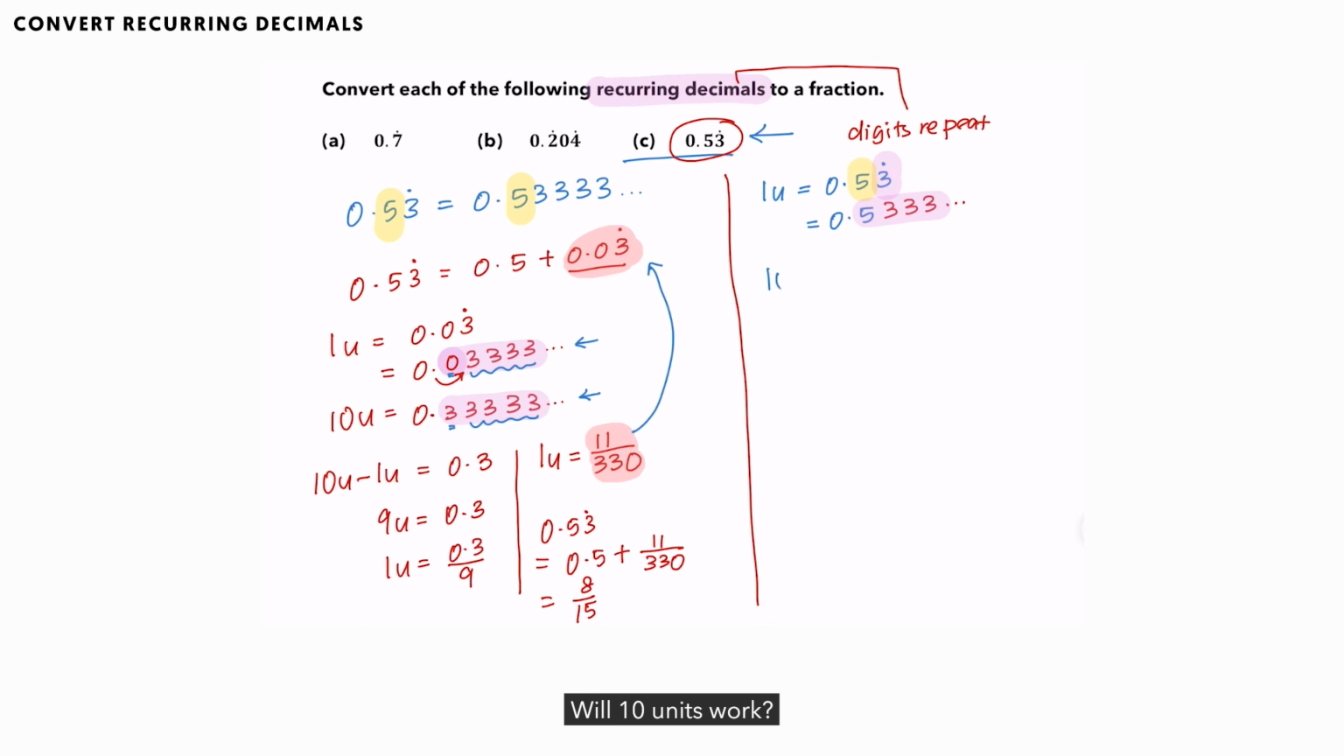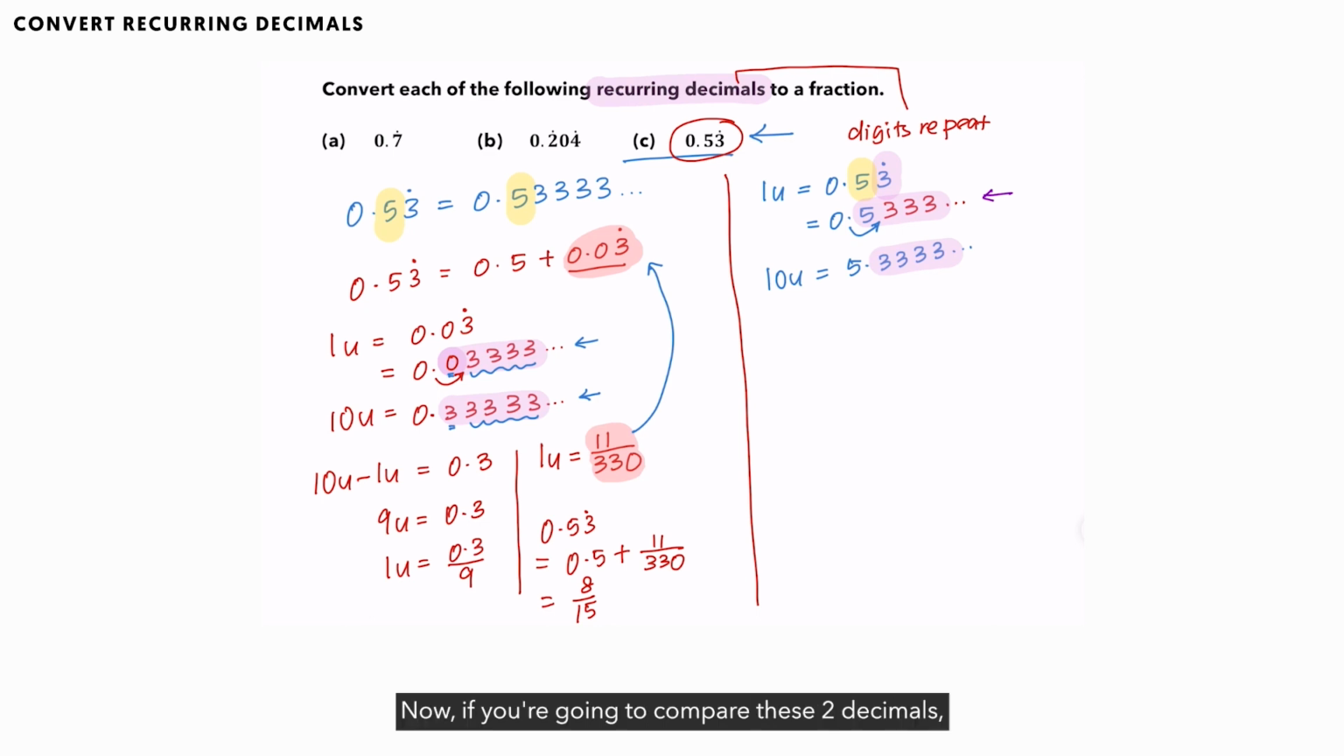So let's see, will 10 units work? Now 10 units basically means you're going to multiply this decimal by 10. So the decimal point is going to shift 1 decimal place to the right. So we're going to end up with 5.3333. I've purposely written down 4 decimal places because my first decimal over here also has 4 decimal places. Now, if you compare these 2 decimals, you realize that the first digit is different. One has a 5, the other has a 3. But the other digits are exactly the same, which means that if I take these 10 units, take away my 1 unit, I should end up with a non-recurring decimal, isn't it?